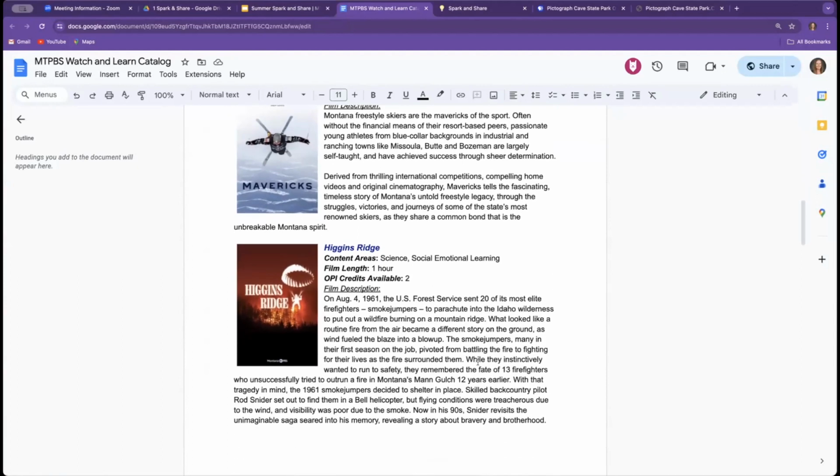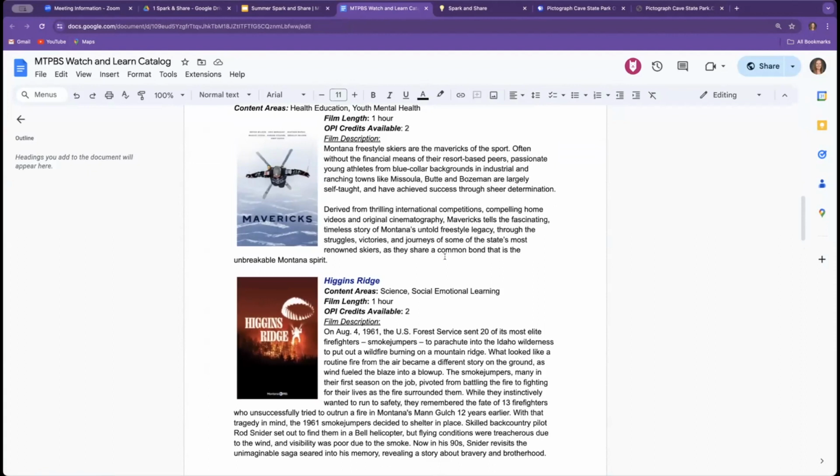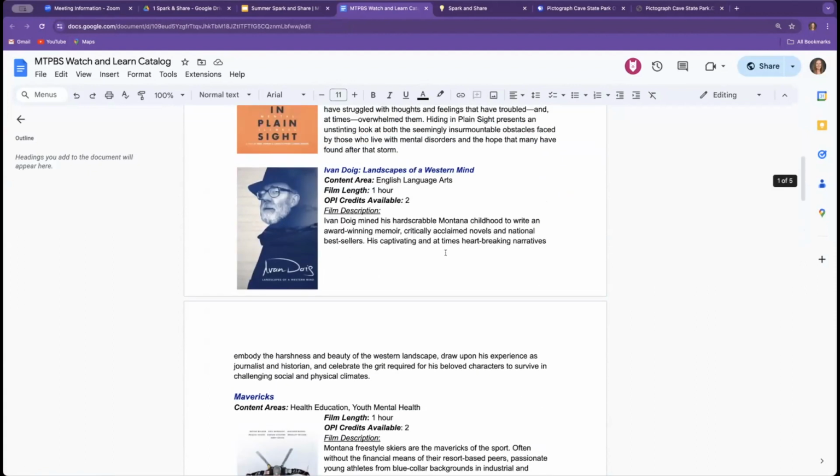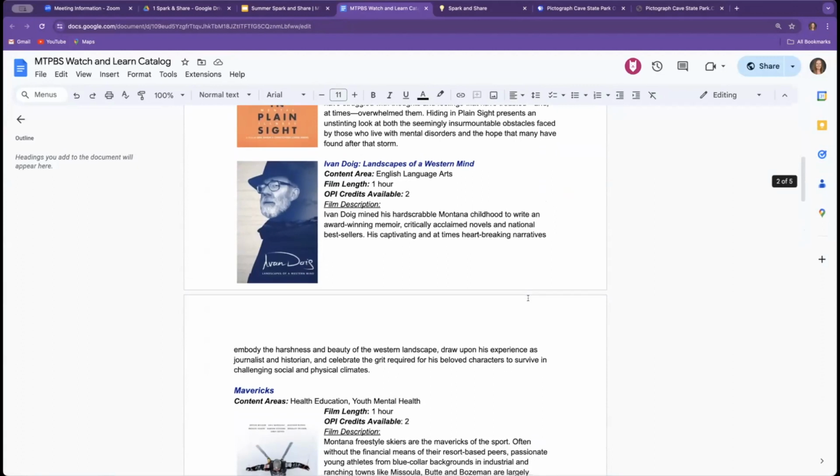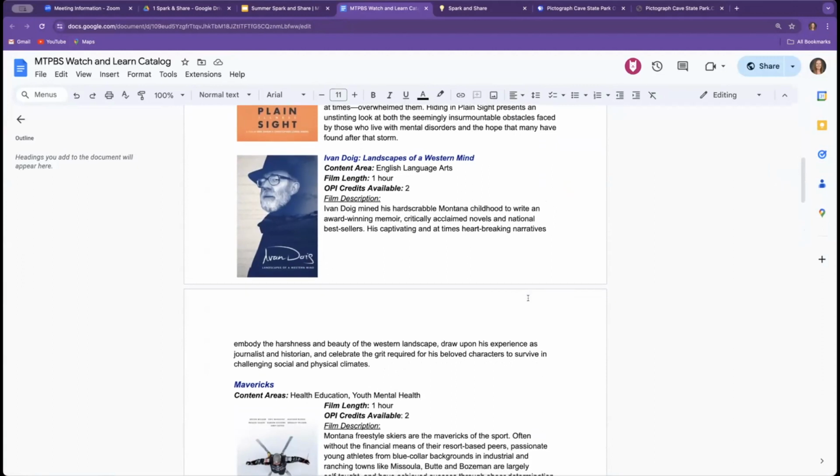Higgins Ridge won some awards last year. Mavericks won awards the year before. Ivan Doig has won several awards just recently. So they're really good films.